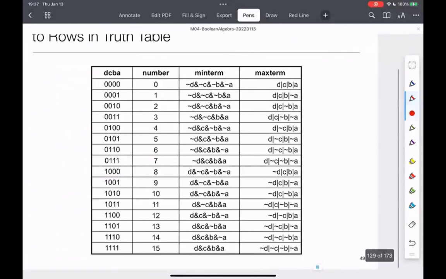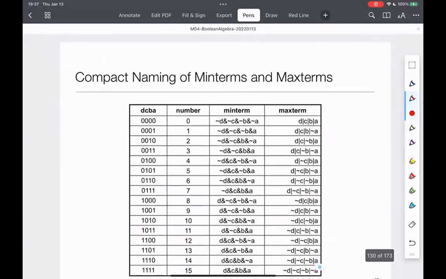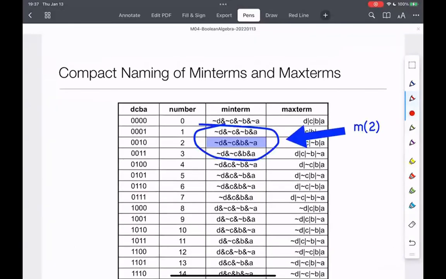You can kind of just check it out on your own. Okay. Now, very crucially, we give names to these min terms and max terms. So the min term which corresponds to row number i, we call it m of i, little m of i. So little m indicates the min term. So for example, in this case, this particular shaded entry is the second min term, m of 2.